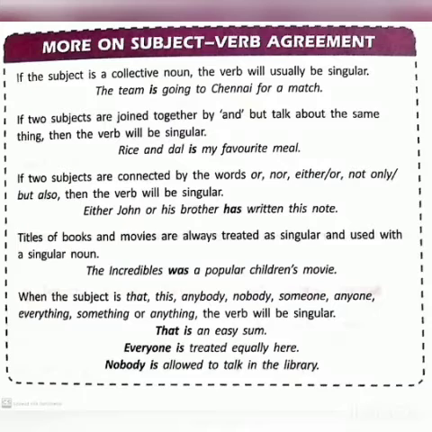If two subjects are connected by the words or, nor, either or, not only but also, then the verb will be singular. Like either John or his brother has written his note. So if we are talking about two persons or two things, two animals, whatever, and they are connected by these words or, nor, either or, not only but also, then the verb will be in singular form.